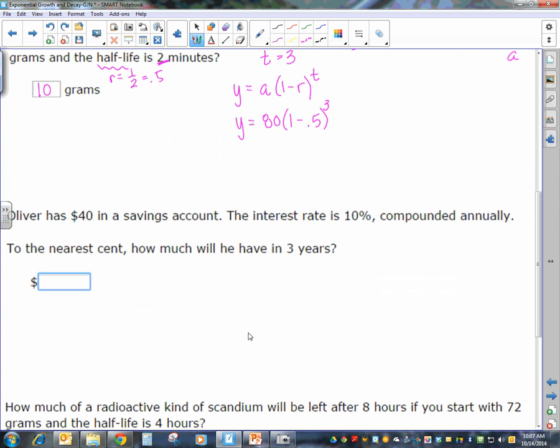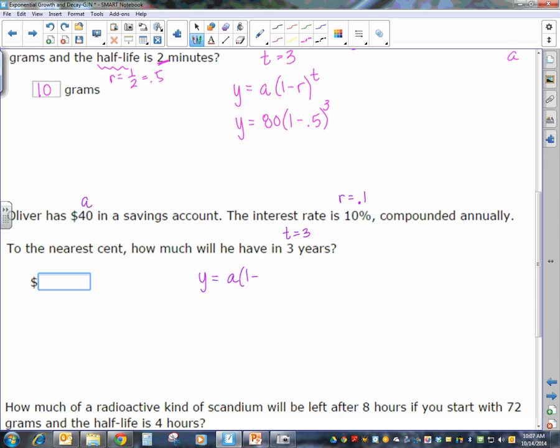Oliver has $40 in a savings account. Okay, $40, that's the beginning amount. The interest rate is 10%. That's as a decimal would be 0.1, 0.10, compounded annually to the nearest cent. How much will he have in 3 years? So this is straightforward. T equals 3. Hopefully you can understand that I'm getting money, so this is an example of growth.